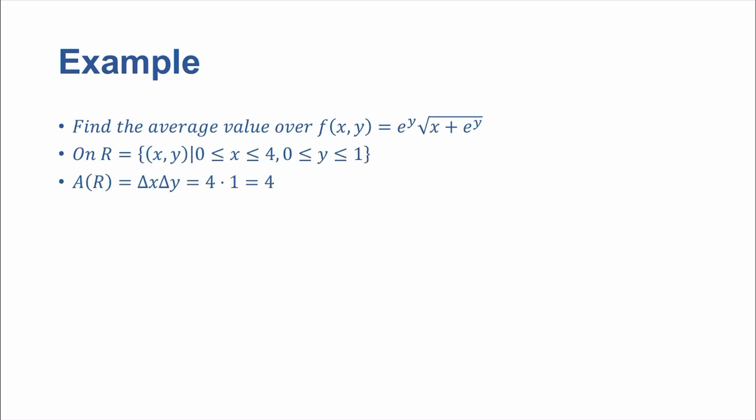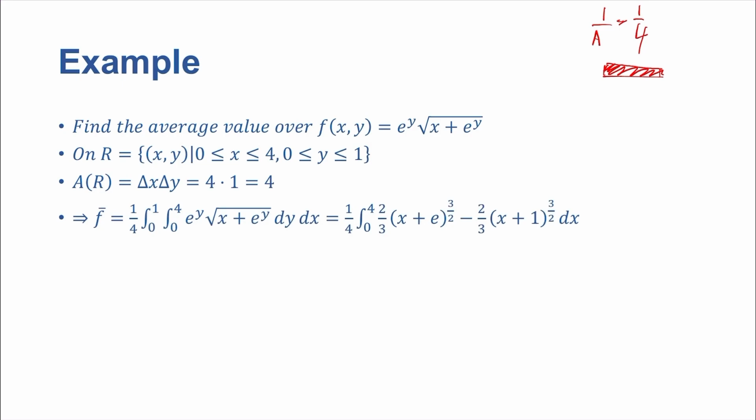Our area is going to be the rectangle. The rectangle is swept out on the x by 0 to 4, and the y is swept out by 0 to 1. So we get a rectangle that looks like this. We find the area of that. Area is base times width, delta x times delta y. We get 4 times 1, which is equal to 4. So if I want 1 over area, then that's going to be equal to 1/4, right?